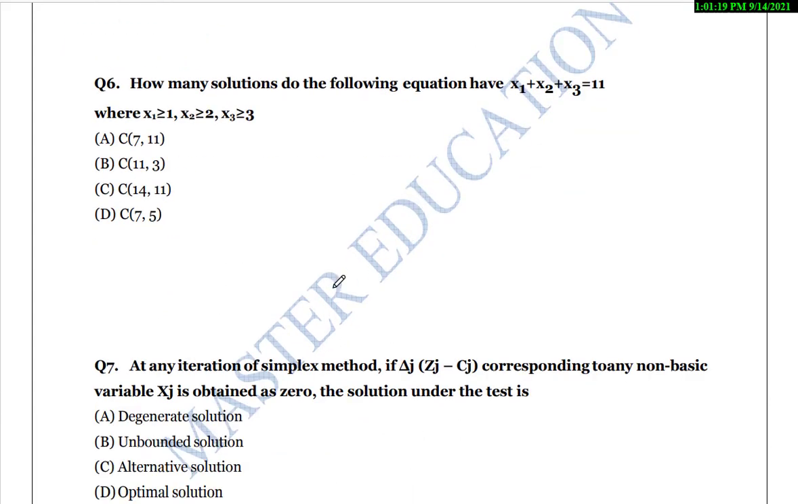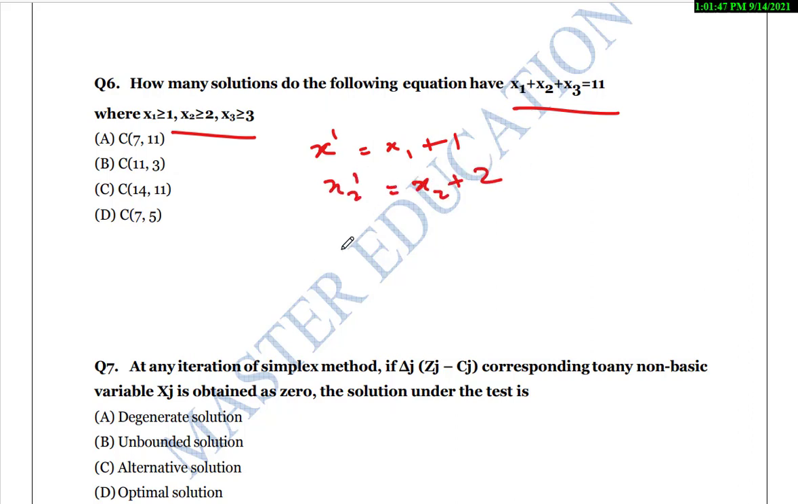The next question: how many solutions does the following equation have, x1 plus x2 plus x3 equal to 11, where x1 is greater than 1, x2 is greater than 2, x3 is greater than 3. For this question we have to remember some formulas. So x1 is greater than 1. Okay, I am just generating a new one. So x1 equal to x1 dash plus 1. So x2 dash equal to x2 plus 2. x3 dash equal to x3 plus 3. Okay, so now apply this equation here.